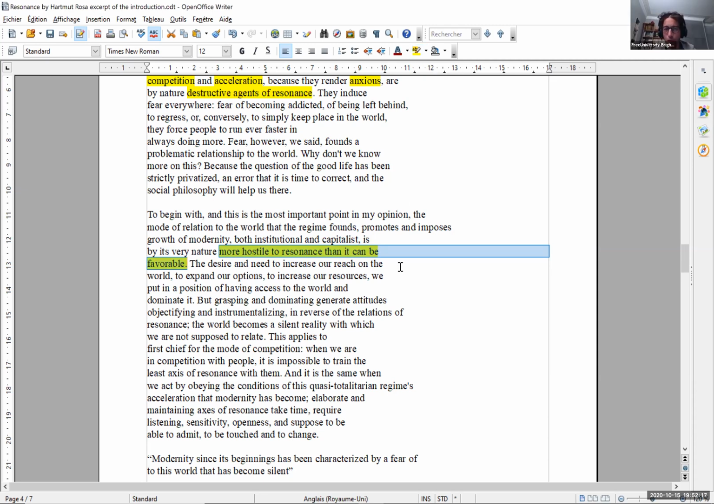Exactly. I think you're making a good point here. What Rosa is saying is that the capitalist system or culture in which we live is not intrinsically impossible to feel resonance in, yet it is more hostile than it is favorable. I'm sorry, I'm paraphrasing it again and again, which is that it's still possible, yet it doesn't help.